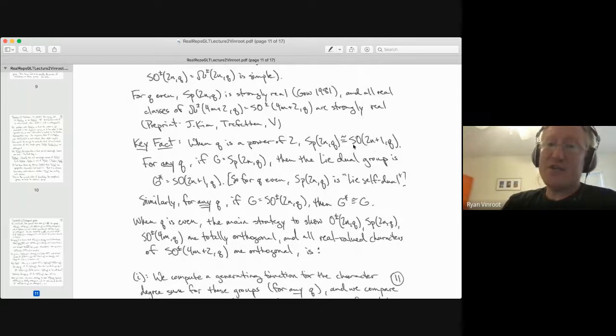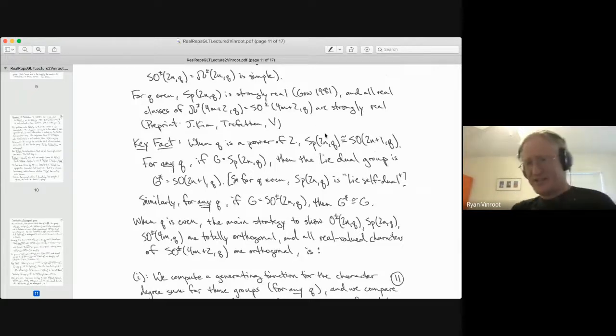And also when Q is even, since we have this nice isomorphism, the symplectic group is somehow Lie self-dual, much like GLN is. GLN is its own dual group in terms of the Lie dual. The special orthogonal group for any Q is also its own Lie dual. G star and G are the same group.